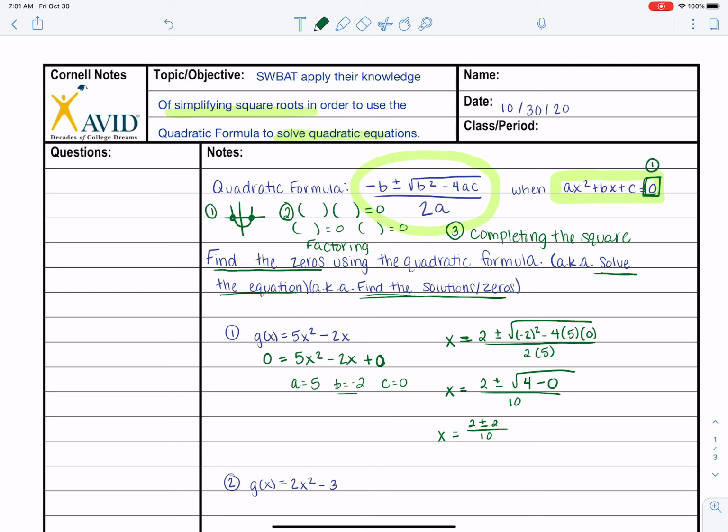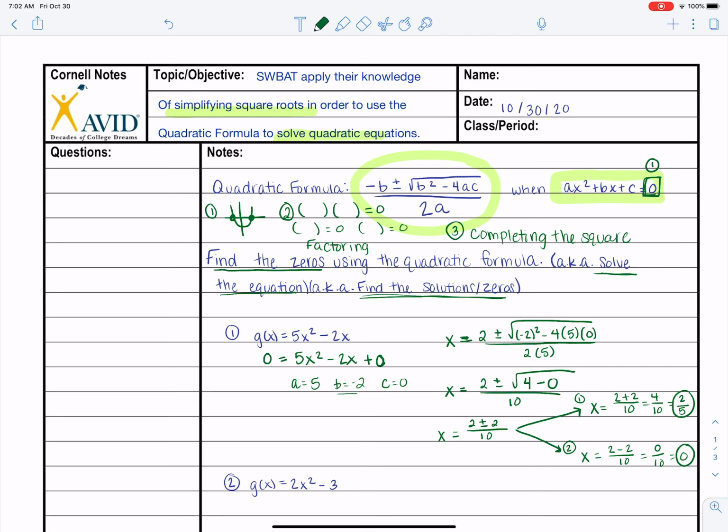Okay, at this point, when there's no square root left, you're going to split this into two problems, because there's two possible answers, one with a plus, one with a minus. So x equals 2 plus 2 over 10, which is equal to 4 over 10, which simplifies to 2 over 5. Or x equals 2 minus 2 over 10, which is 0 over 10, which is 0.